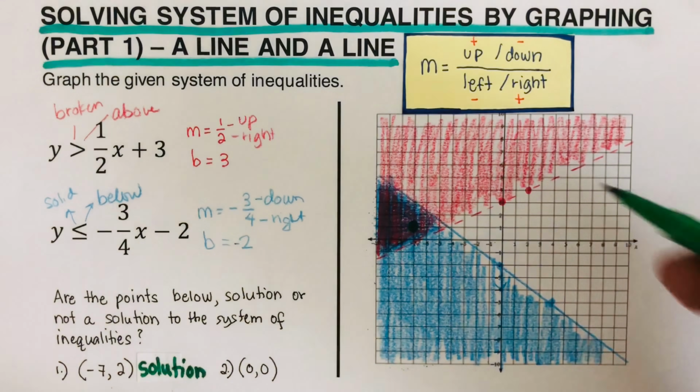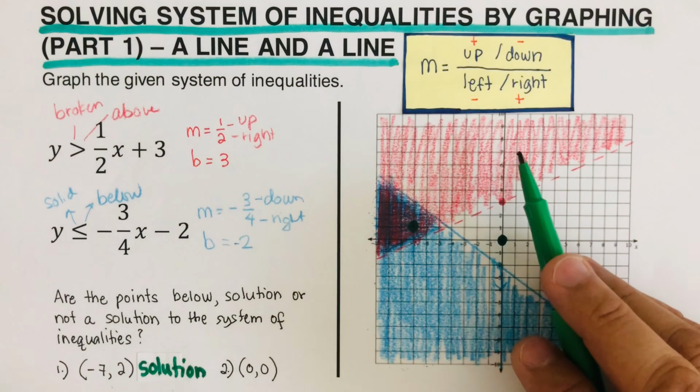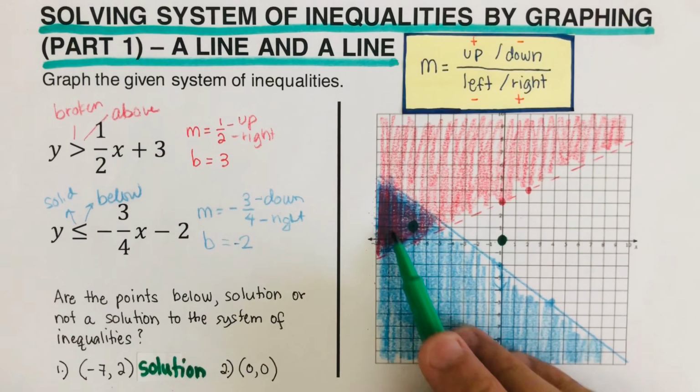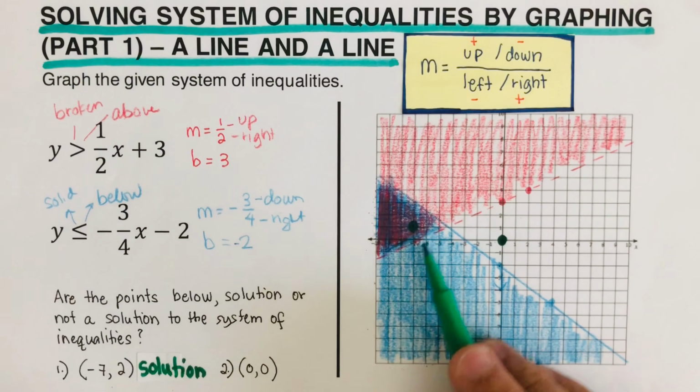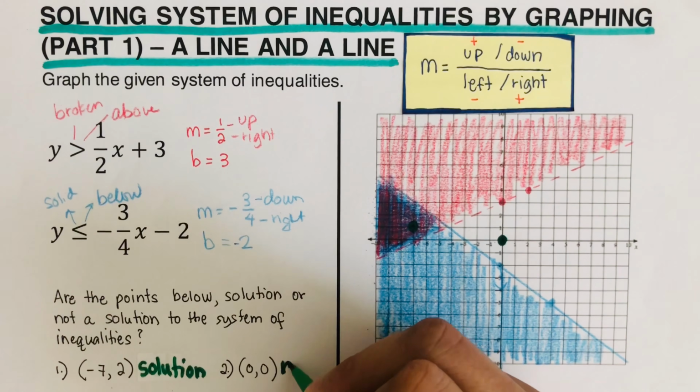Now we have 0, 0. 0, 0 is right here. It is not on the intersection between the red and the blue, or the overlapping portion of the red and the blue graph. So that means this is not a solution.